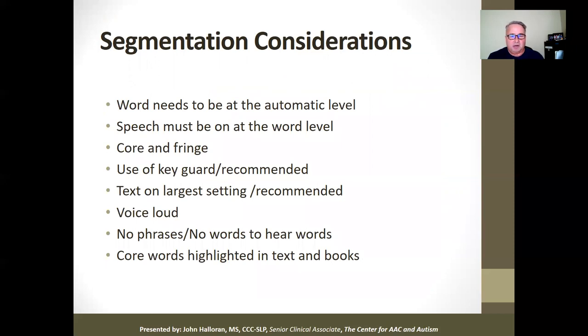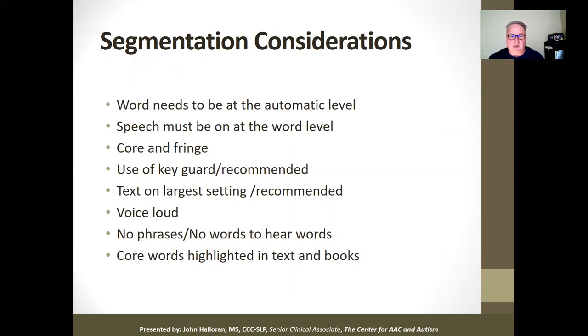The things you need to understand are things that make segmentation more possible. First, it's not going to happen until words are at the automatic level, where you put no cognition into the articulator, because when you hear the word, for the mirror neuron system to work, you're not thinking about it, you don't feel it. Speech must be on at the word level. It is really important, if you're following the LAMP method, that each time they say the word, they hear it. They wouldn't build a sentence and speak the display at the end.